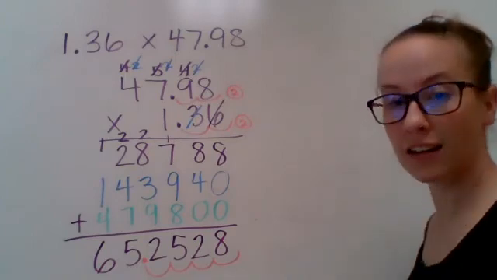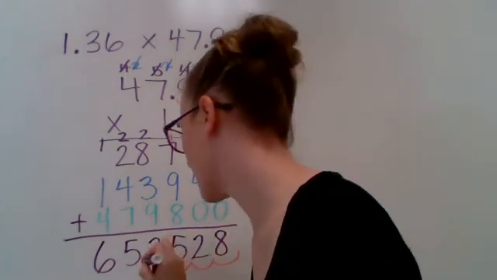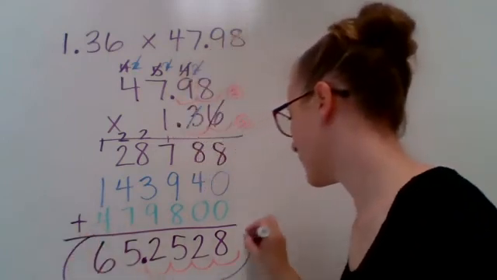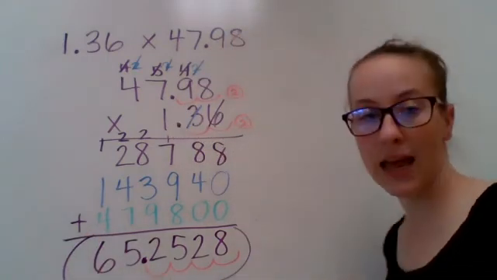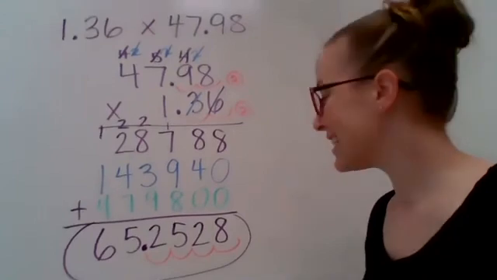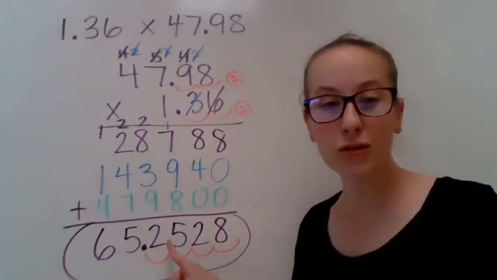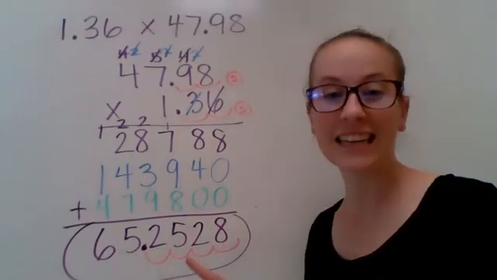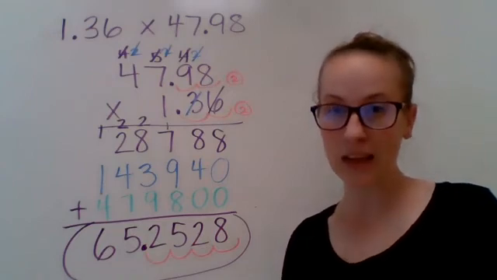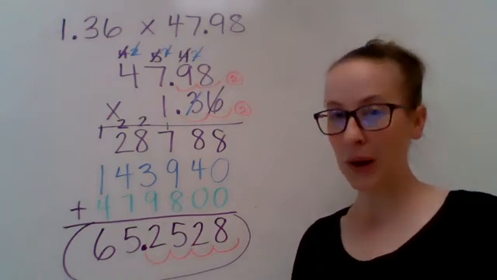So my final answer, I'm going to make this a little darker. My final answer that I would type in for my response is 65 and 2,528 10 thousandths. That was quite a bit.